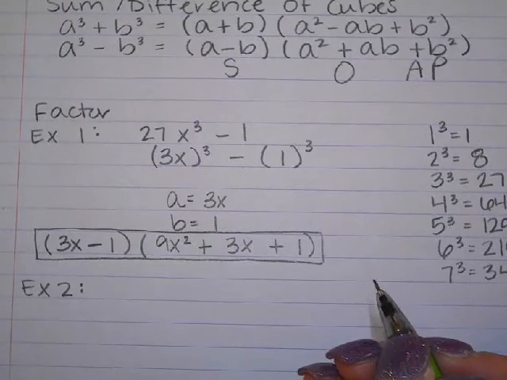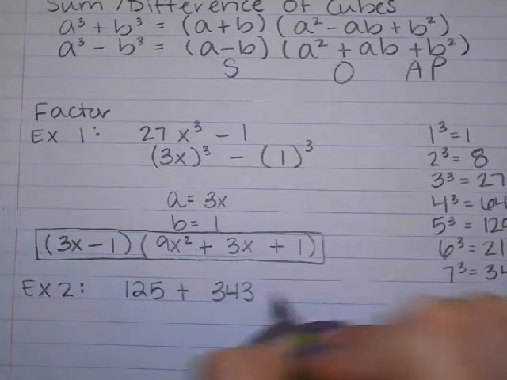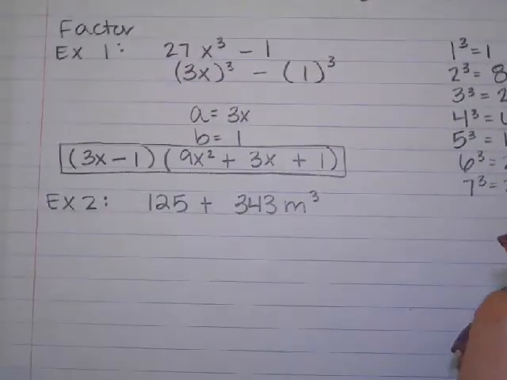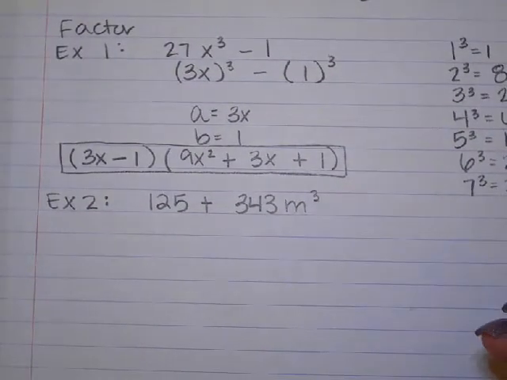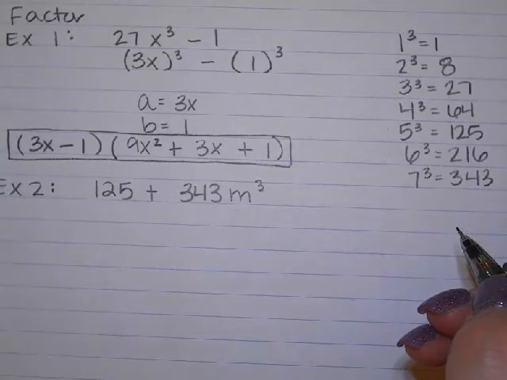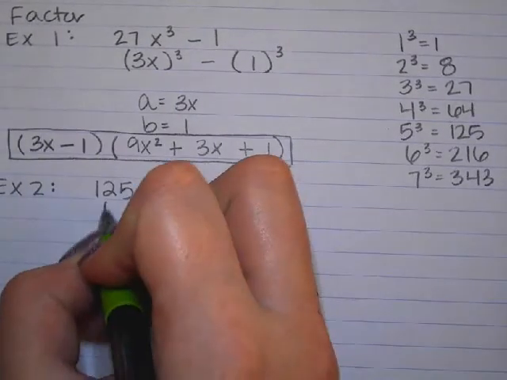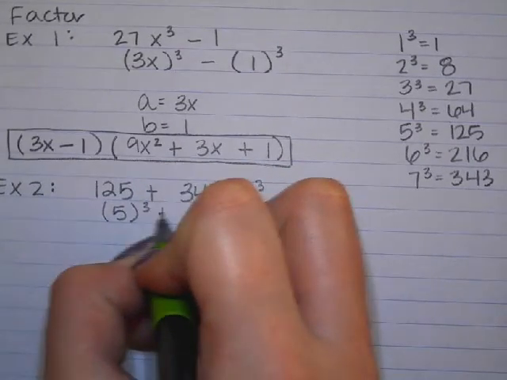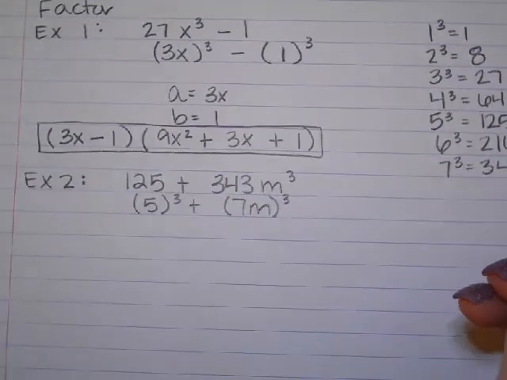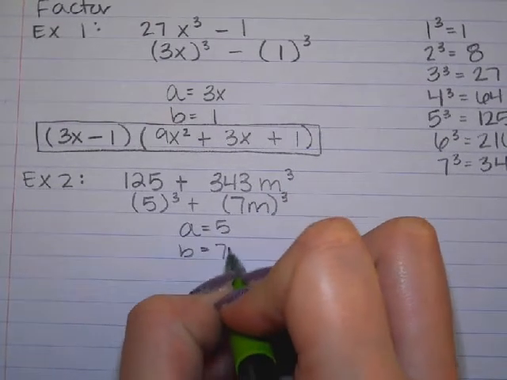All right, here's the next one. 125 plus 343 m cubed. So our first step is to write it as perfect cubes. Right idea. So this is 5 cubed. This is 7m cubed. Okay. So it's kind of like our A is 5 and our B is 7m.